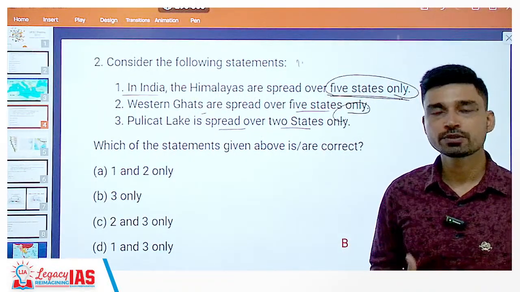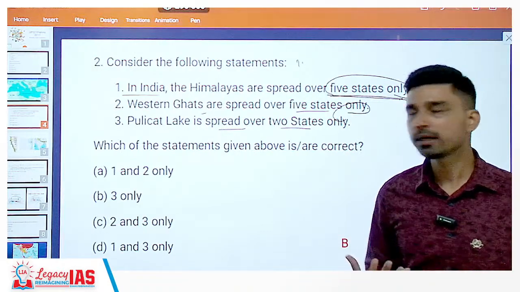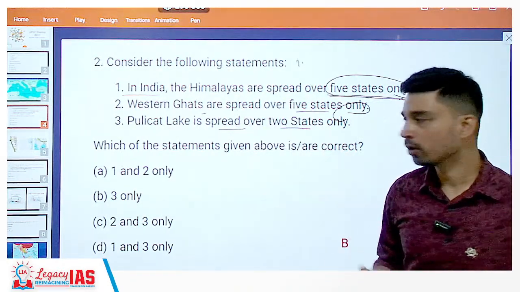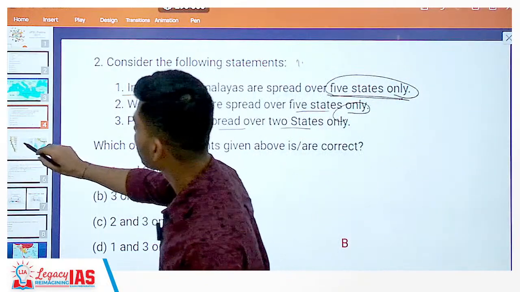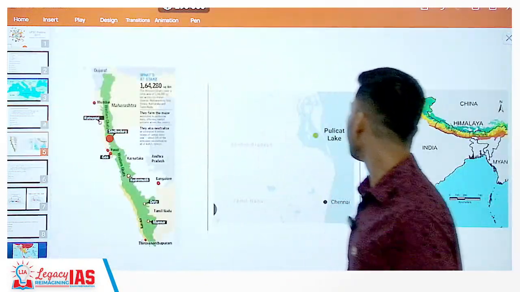That means if you have studied the map of India diligently and properly, then you are able to understand and solve all these questions. So what is the correct answer? For that we can take a look at the map of India.